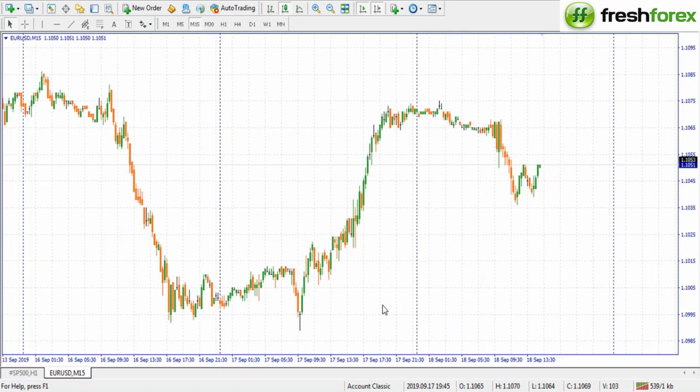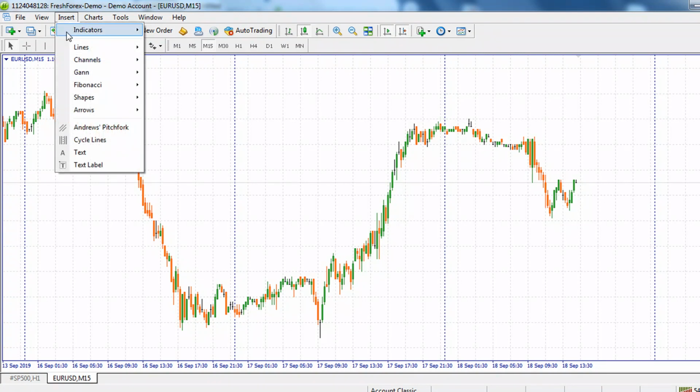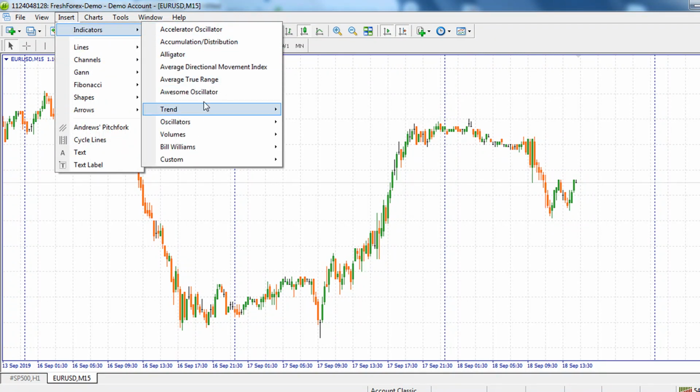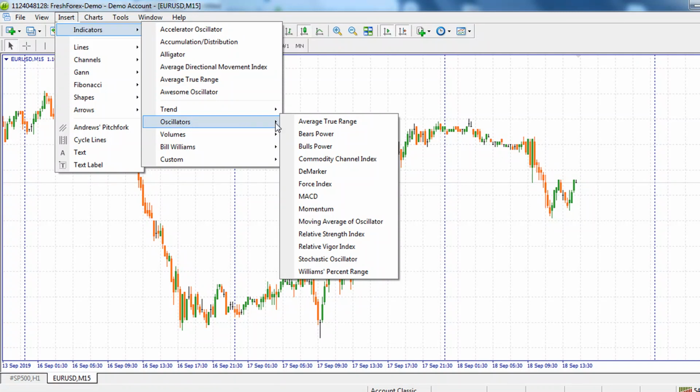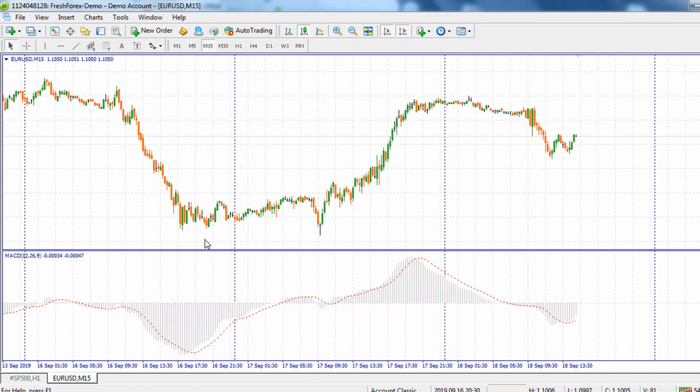Normally it's not there, but to add it, you can use two ways. There's the Insert option from the top here. Then we have Indicators, and then Oscillators. Then you move straight to MACD. Click it, then this window pops up on your screen. We have fast EMA 12, slow EMA 26, and then we have MACD SMA, which is 9. So the average is calculated based on the close price of each candle. Click OK.